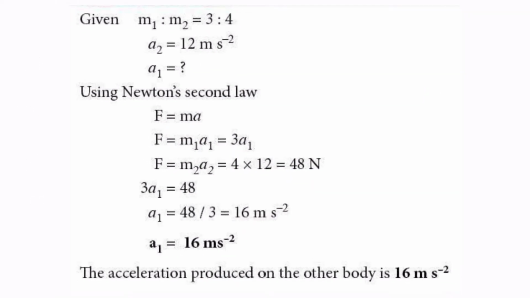Solution. m1 is to m2 is equal to 3 is to 4. Let m1 is equal to 3m, m2 is equal to 4m. a2 is equal to 12 meter second power minus 2. a1 we have to find. Force F is equal to ma. Here m1 into a1 is equal to m2 into a2. 3m into a1 is equal to 4m into 12. a1 is equal to 4 into 12 by 3. If we simplify, we get a1 is equal to 16 meter per second square.